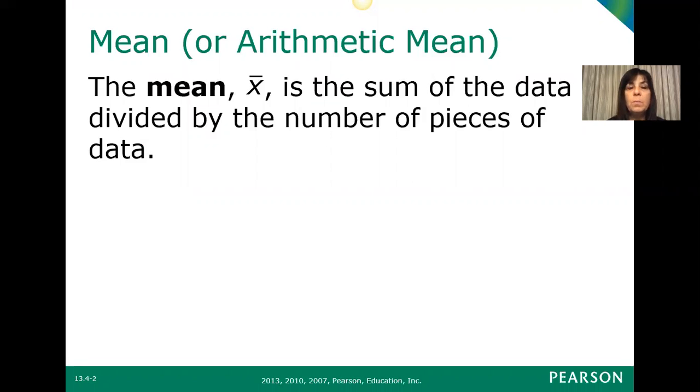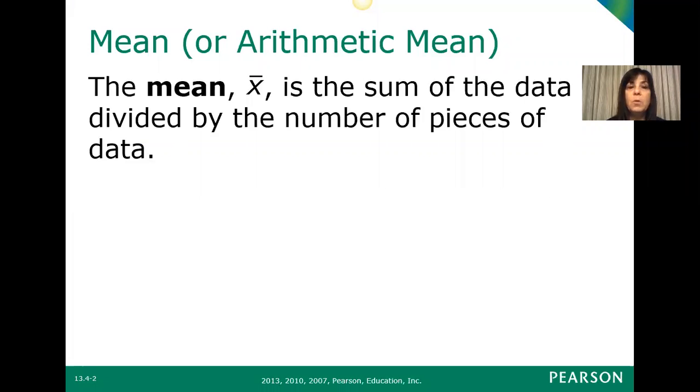The first three I'm going to be talking about are all called central tendency, and that means what does the data tend to be like. The first one is the mean. We usually talk about it as an average, but technically the mean is a specific one of the averages.